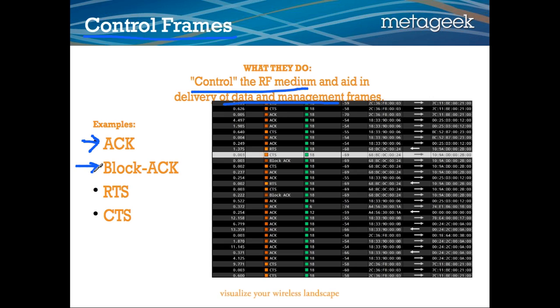802.11n came along and made block acknowledgements mandatory. So now instead of going data, acknowledgement, data, acknowledgement, we can acknowledge more than one frame at any given time. And then finally, there's RTS and CTS. And we actually had a great example of why we need RTS, CTS, request to send and clear to send, here at MetaGeek just the other day.